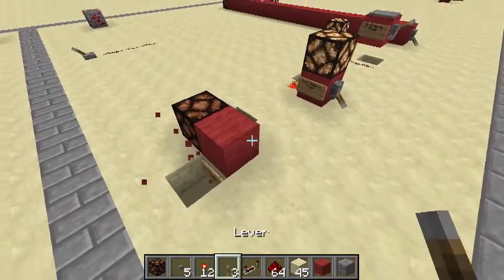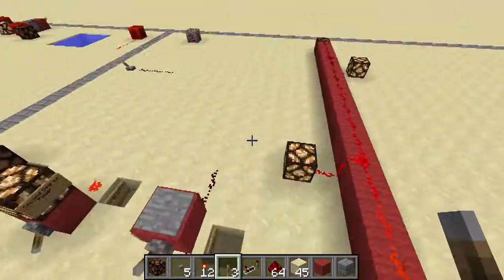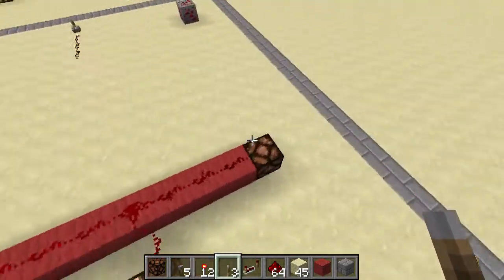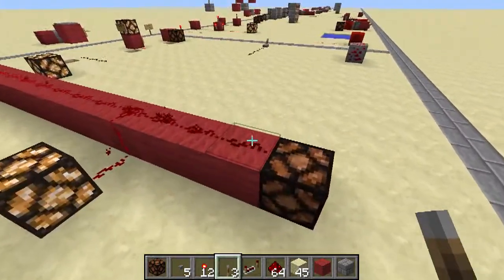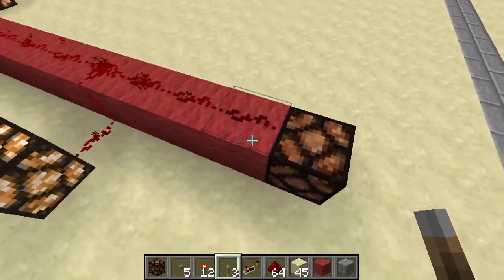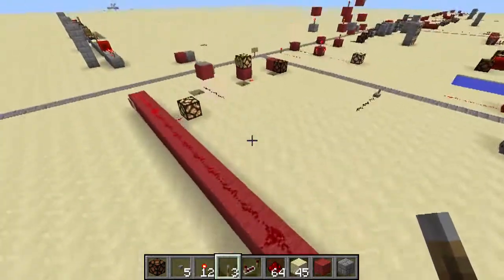Okay, so with that in mind, let's talk about the length of Redstone Dust. Redstone Dust will travel 15 blocks before running out of signal. And as you can see right here, there's the 15th block, and this is the 16th. Boom, it's dead. There's no power to that.